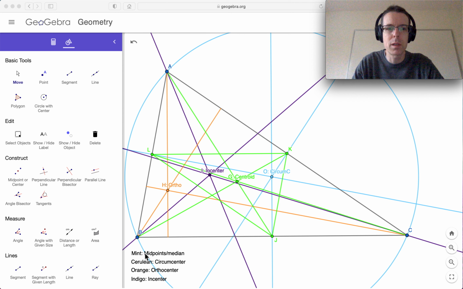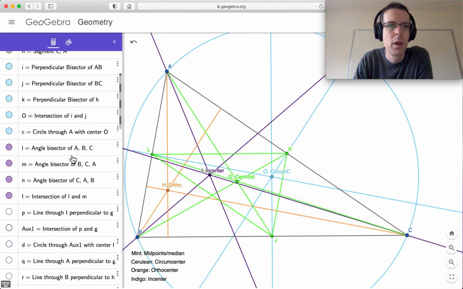I've chosen the color names in a cute way so that you can associate them with their meanings. So the mint color is for midpoints and medians. The cerulean color, which is the light blue, is the circumcenter. The orange color is the orthocenter, and the indigo color is the incenter. So that's supposed to be a cute way of keeping track of what's going on here.